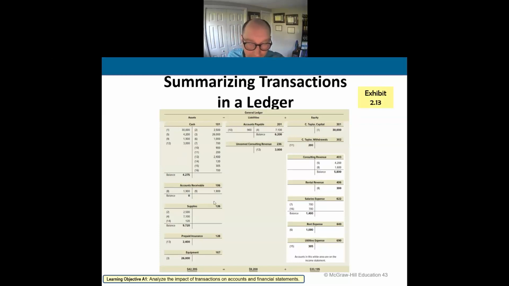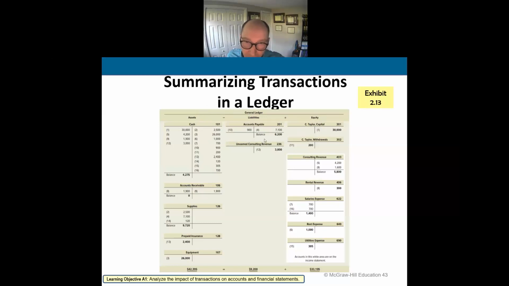We see the impact on the ledgers. We have cash, accounts receivable, supplies, prepaid insurance, and equipment. These are all asset accounts. We total all of our asset account ledgers: cash plus accounts receivable plus supplies plus prepaid insurance plus equipment. $42,395 total assets. According to the accounting equation, assets must always equal liabilities plus equity.